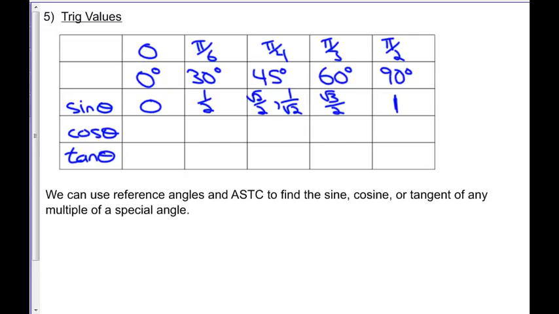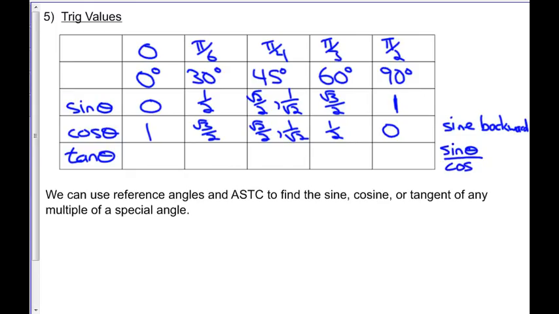That's the sine row. If you can do that row, then the rest of it is super easy. The cosine row is just sine backward. So the sine row started at 0 and ended at 1. The cosine row is going to start at 1 and end at 0. Same values, backward. The last one, tangent, is just sine theta over cos theta.